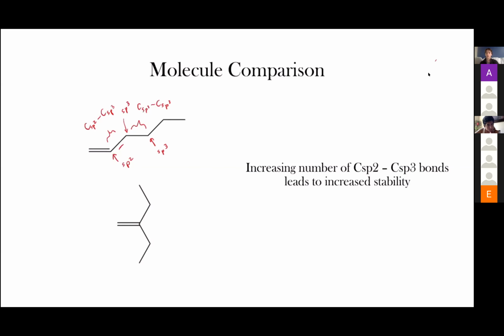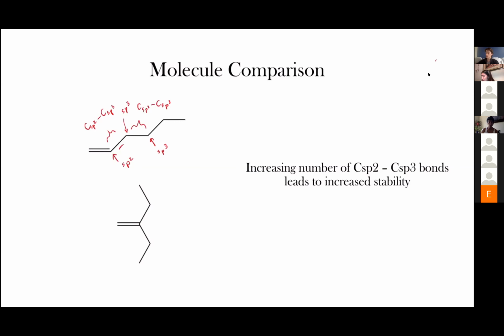So what we do when we increase the number of alkyl groups around the double bond is we're increasing the number of CSP2 CSP3 bonds that are present in the molecule. And so that leads to an overall stabilization of the molecule because you have greater S character involved in those bonds that are made, okay?